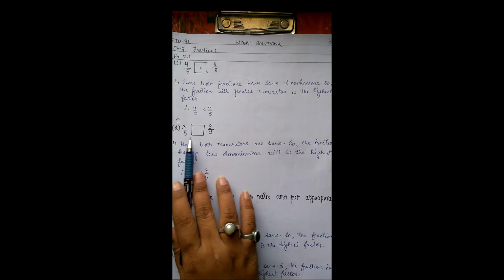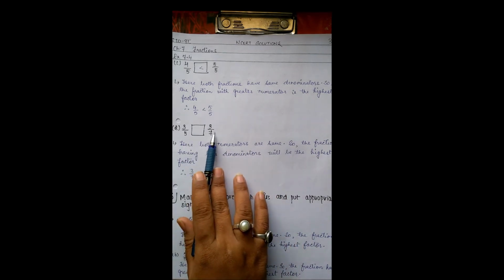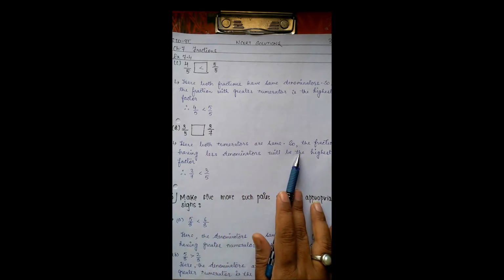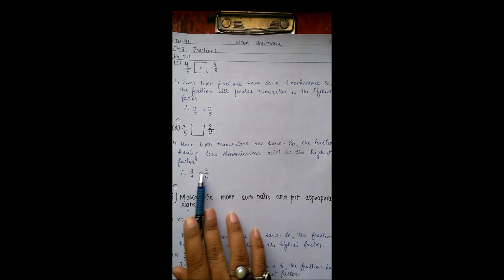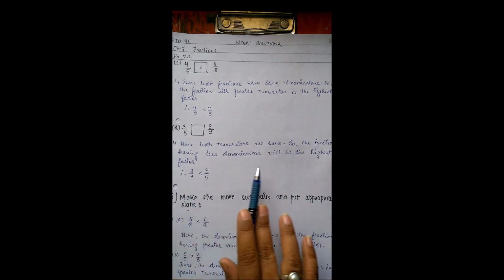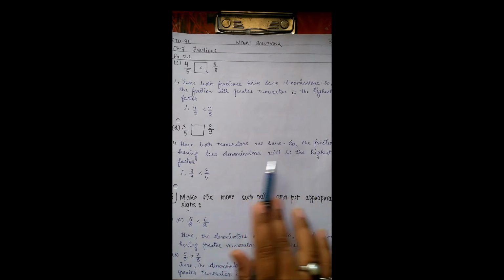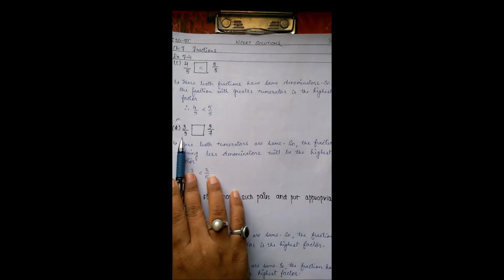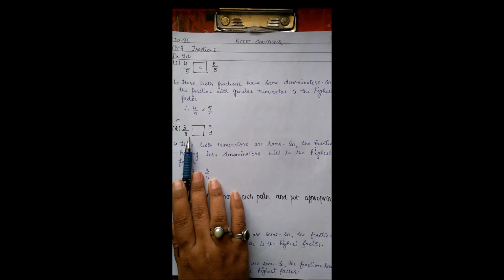Here the numerators are the same and the denominators are different. So what will we see? The lesser denominator gives the greater fraction. So we see the lesser denominator, which is 5. So 3 by 5 is greater than 3 by 7.